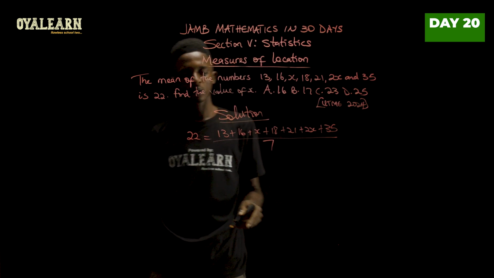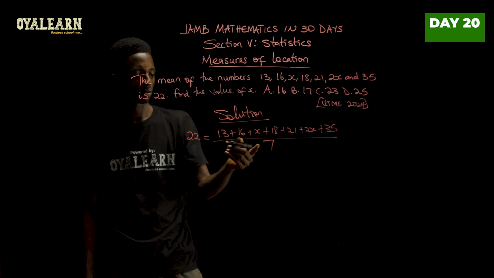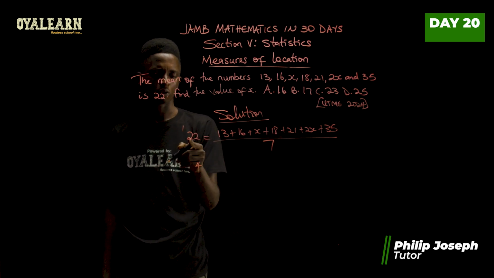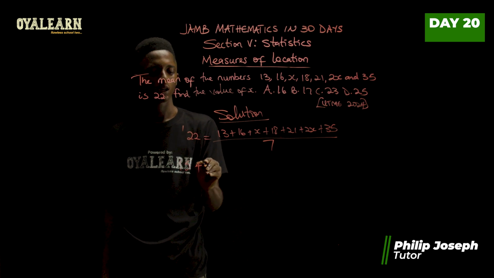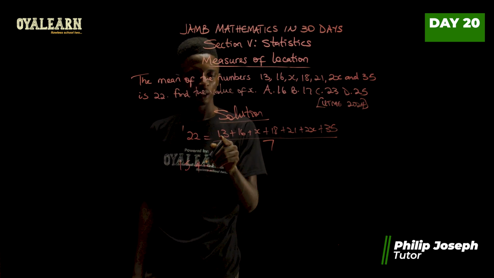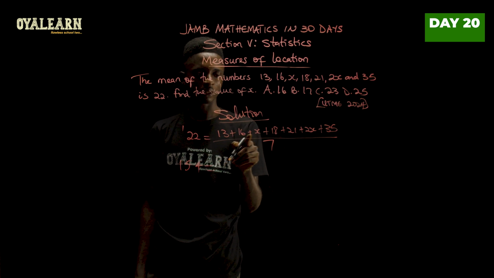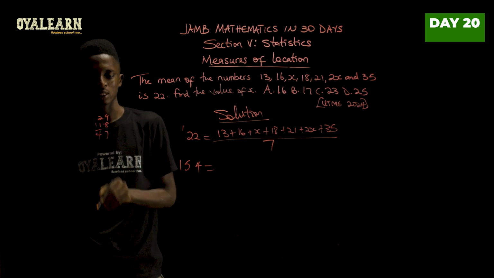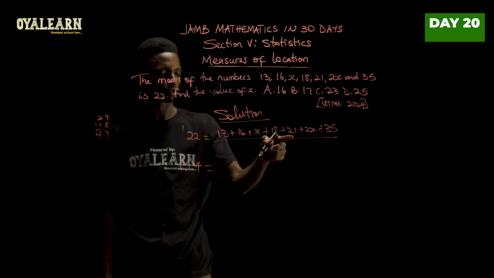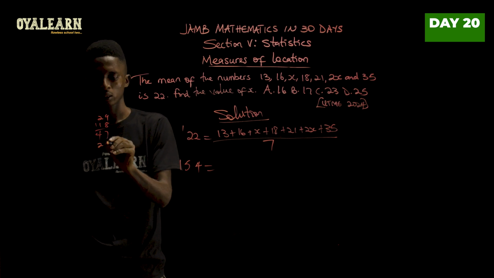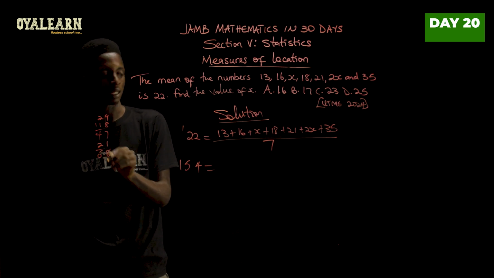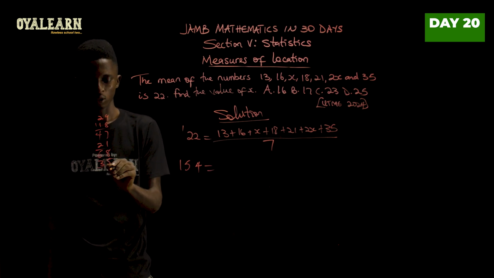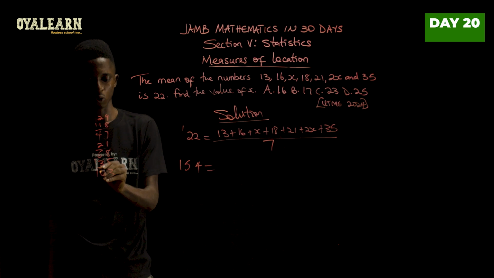Okay, so from here we can then say 7 times 22. So 7 times 2 would give us 14. So 4 carry 1. 7 times 2, 14 plus 1, so 154 equals, now let's add this up. This is 29. 29 plus 18, that's 47. 47 plus 21, that's 68. 68 now plus 35. So this is 3 carry 1, so 103.